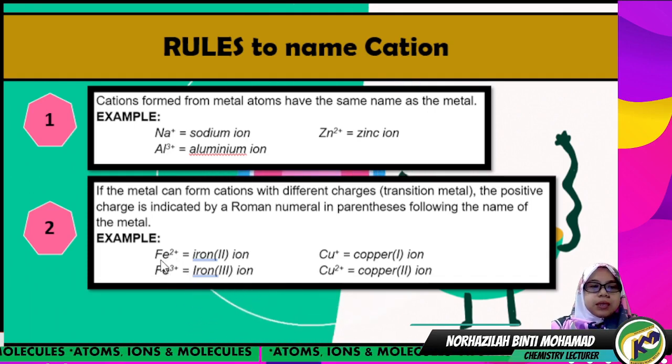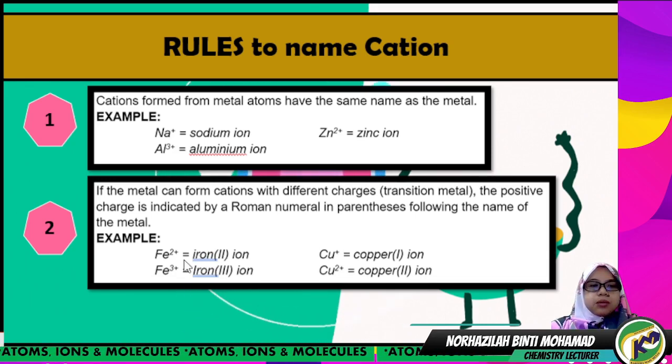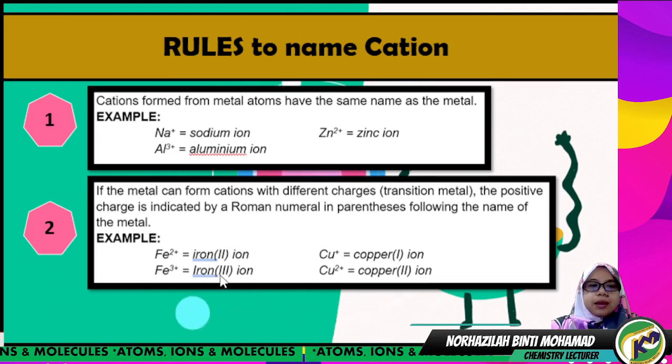For the first example, Fe2+, we write the name as iron, then in brackets Roman numeral 2. Make sure there is no gap between the name iron and the bracket. So the name is iron(II) ion. For Fe3+, the name is iron(III) ion.